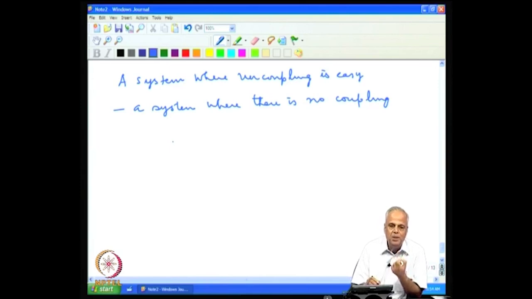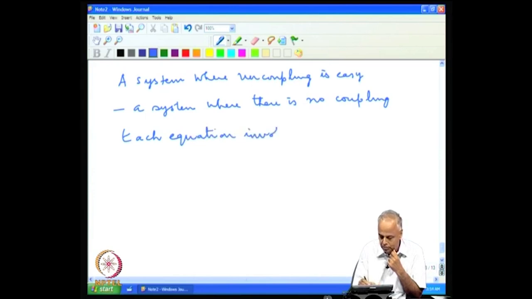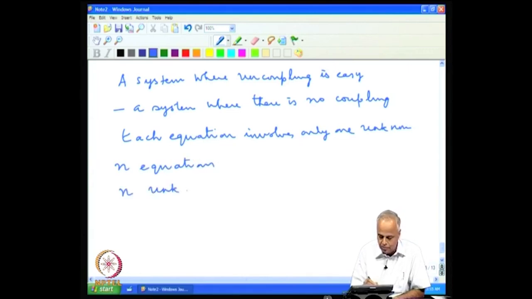Such a system, each equation involves only one of the unknowns. Let us look at the simple situation where the first equation involves the first unknown, the second equation involves the second unknown, and the nth equation involves the nth unknown. So, let us make it clear that there are n unknowns, we have n equations, and the ith equation involves the ith unknown xi.